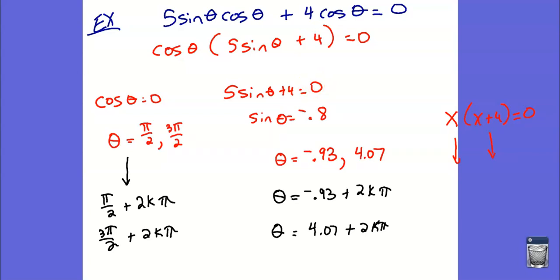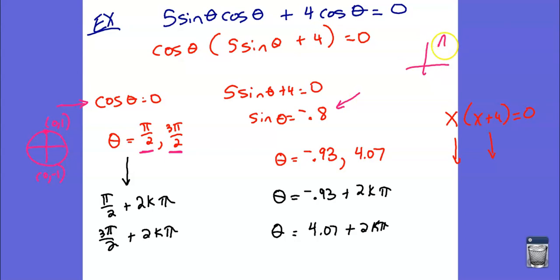All right, so notice again, step by step, where is cosine theta equal to 0? Well, think of the unit circle. Right here is 0, 1, and this is 0, -1. So I know at pi over 2 and 3 pi over 2, that's when cosine will equal 0. Over here, solving for sine of theta, I'm going to get -0.8. So you have to think about where is sine theta going to be -0.8.